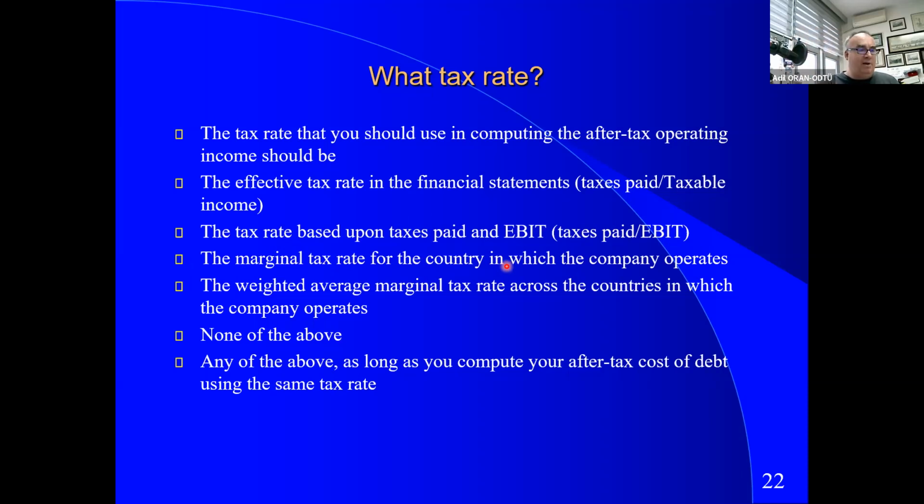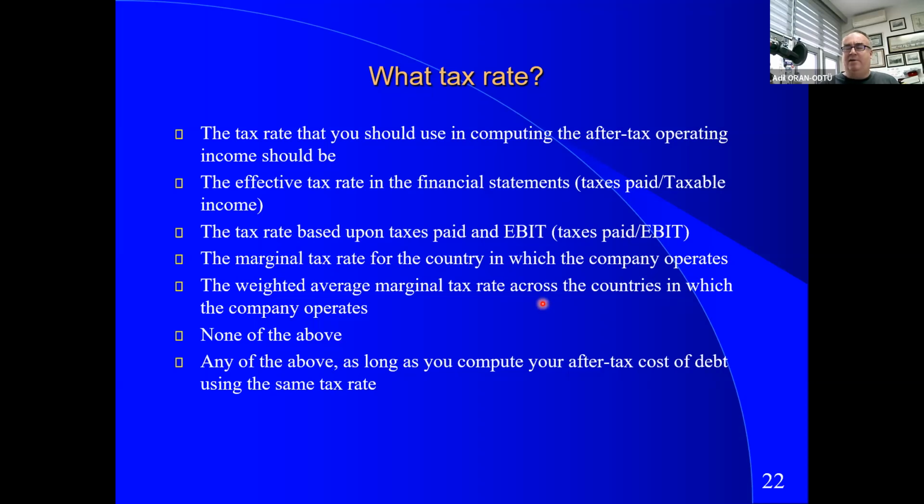Marginal tax rate is the one that the typical investor is paying at the margin on its last money that it's earning. Weighted average marginal tax rate takes into account that different people at different levels have different marginal rates, and kind of tries to estimate what is the average across different groups of this. None of the above, any of the above. Typically, you would probably use something like the effective rate, what's actually being paid. Okay.